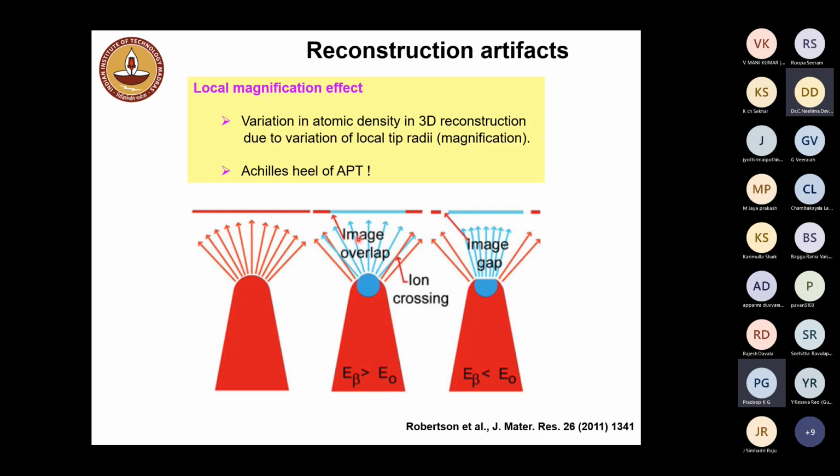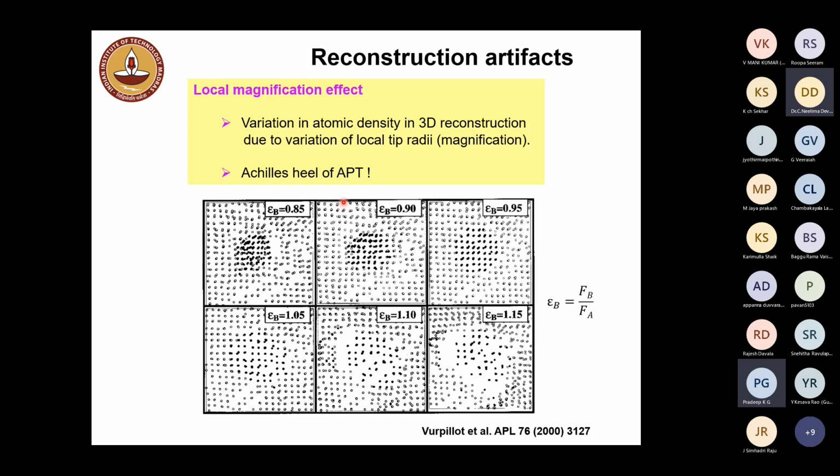And this is something called the Achilles heel of atom probe tomography. An example of this is something that you can see here. When the evaporation field of certain species is lesser compared to that of the matrix, then you see a condensed situation of the precipitate being visualized. And as the ratio between the evaporation field of A and the evaporation field of B, that means the two different materials constituting the matrix and the precipitate, becomes more or less similar, then you can see the distribution is also going to be similar, without any artificial condensation.